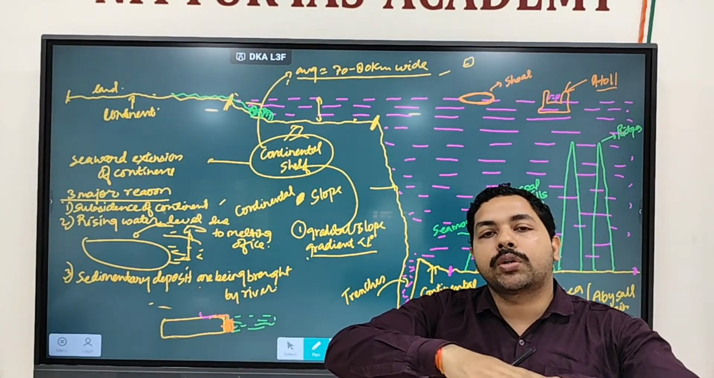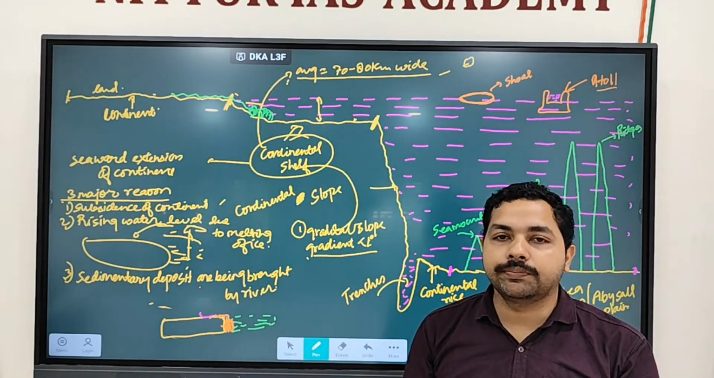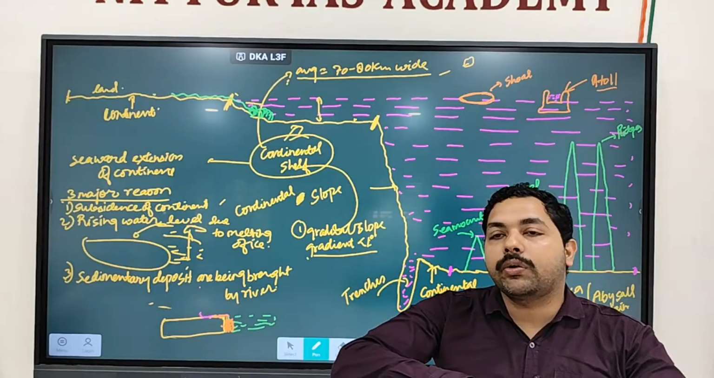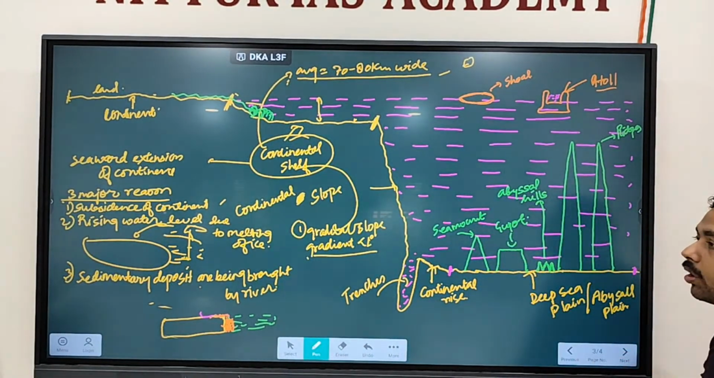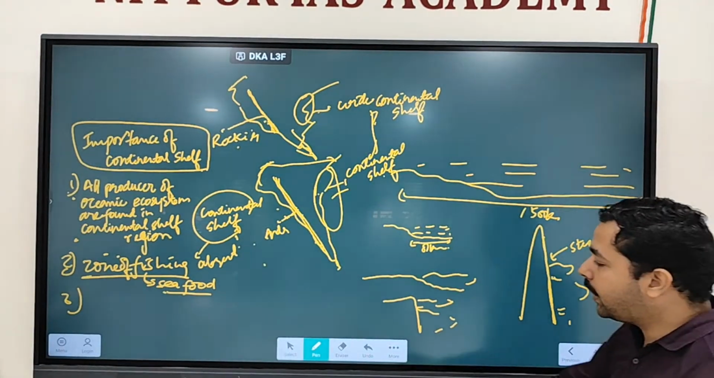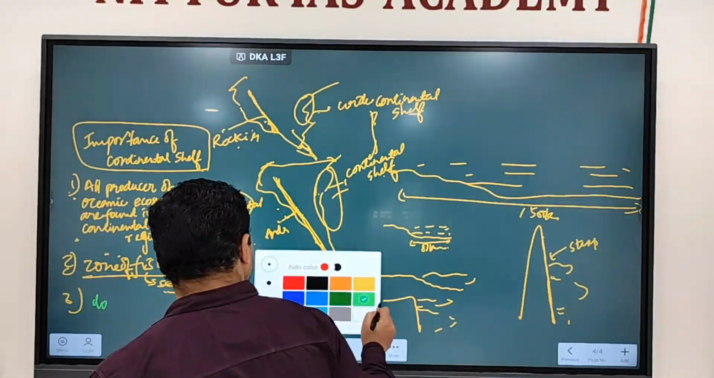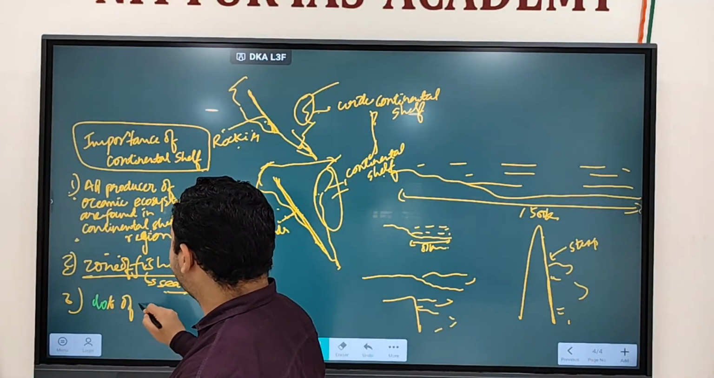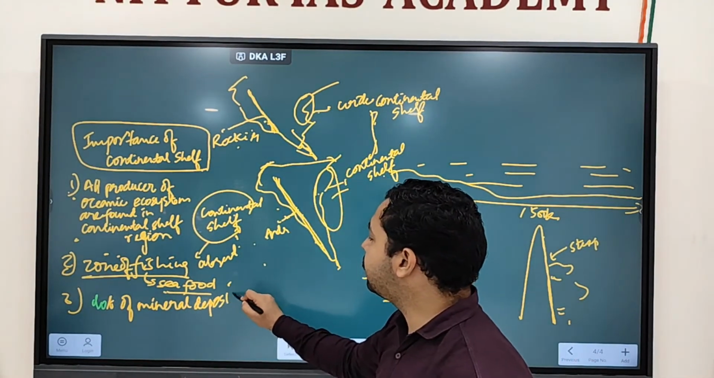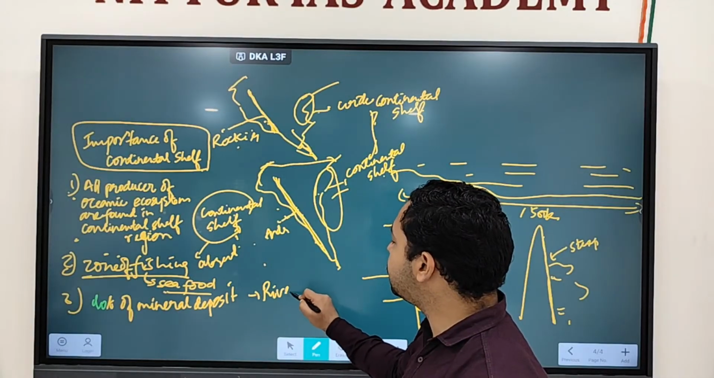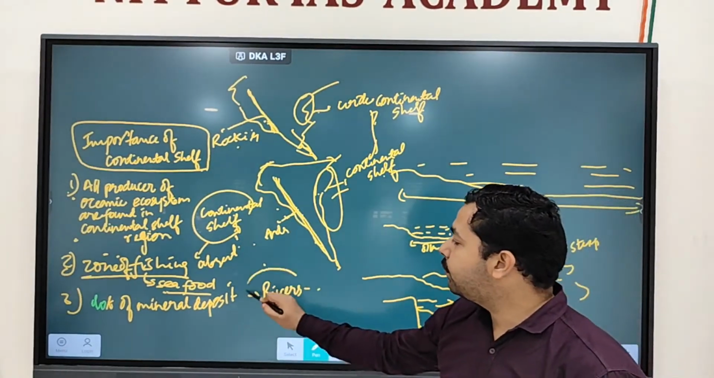Rivers, when they move over rocks, what will happen? They will erode the rocks, and you know that rock contains minerals. So the river will also be carrying certain minerals. Clear? So that's why the continental shelf is a zone where you are finding a lot of mineral deposits, as rivers are bringing these deposits and depositing them in the continental shelf region.